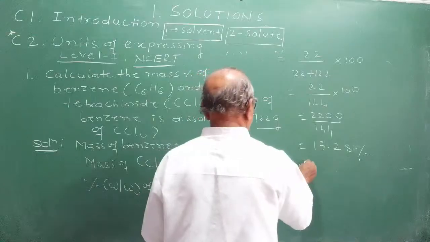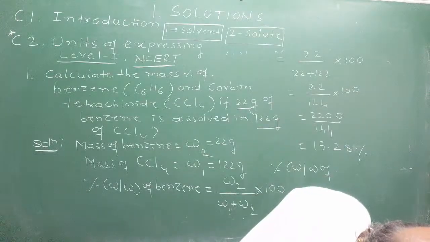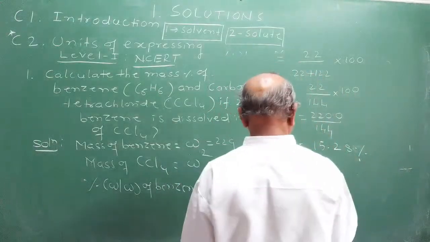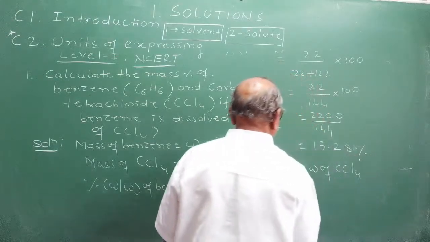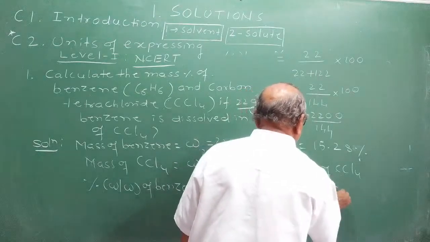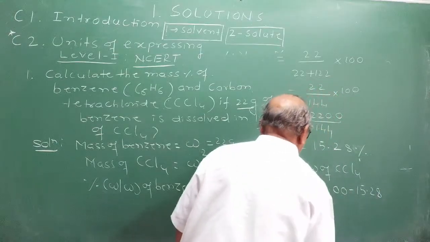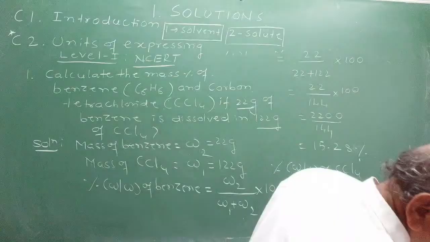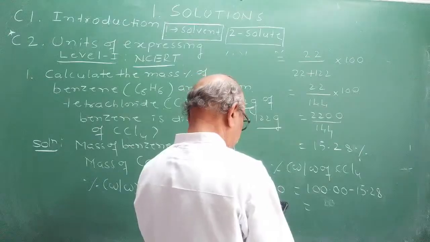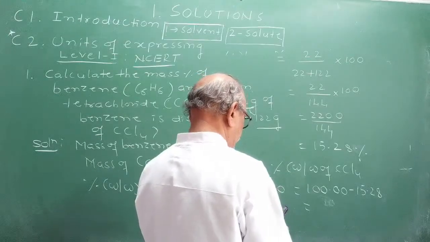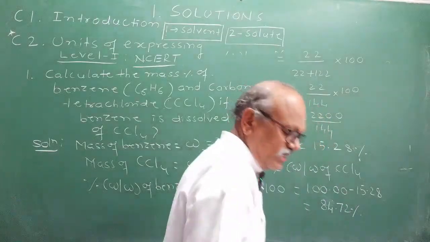The percentage mass by mass of carbon tetrachloride can be easily obtained by subtracting: 100 minus 15.28. We get the answer as 84.72 percent. So that is the solution.